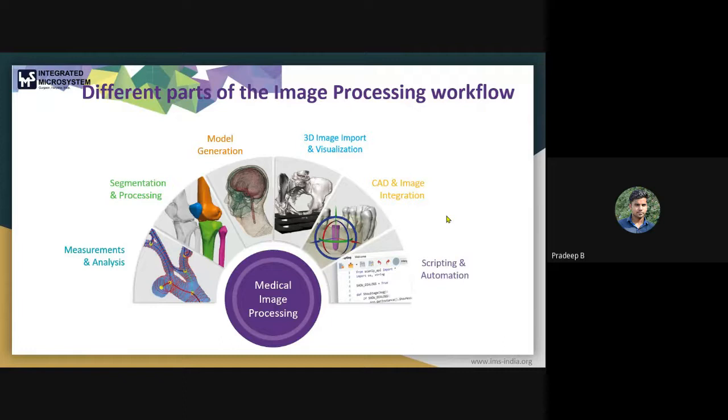For tomorrow's session, we will discuss the different parts of the image processing workflow in detail: what kind of measurements and analysis we can take, and the segmentation and processing, and model generation. These steps we will see in tomorrow's morning session.